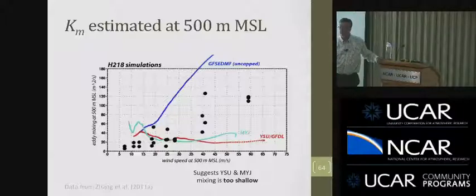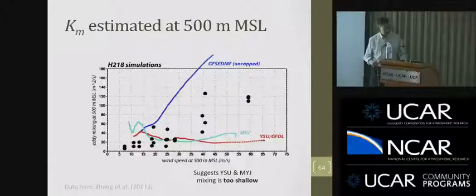The maximum for the mixing in YSU is at 200 meters. So by the time you get to 500 meters, the mixing is pretty small. So this evidence suggests to me that YSU mixing is too shallow.